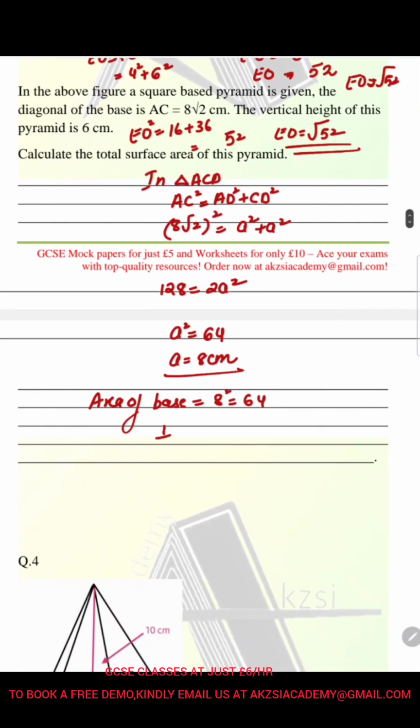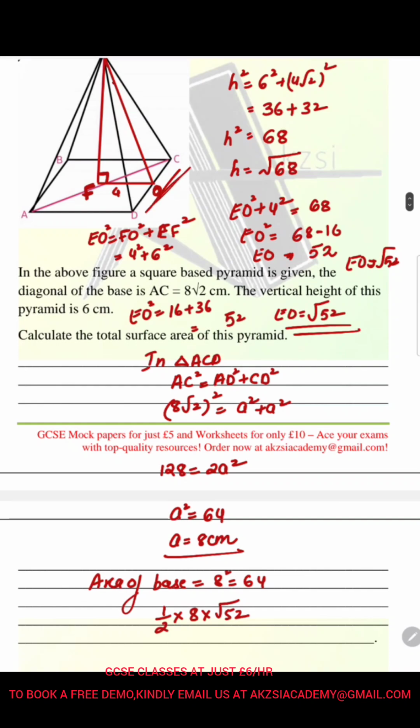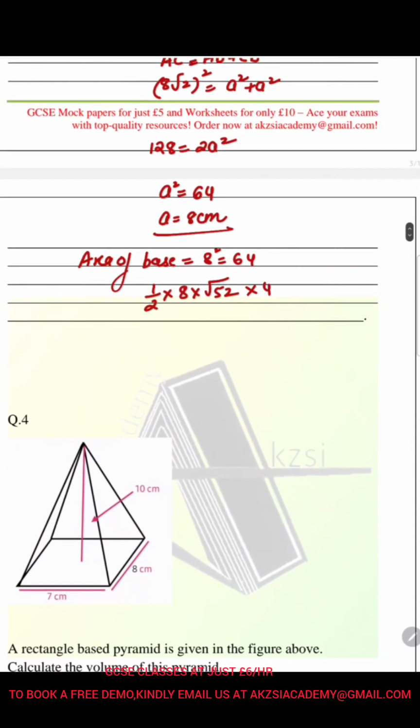So half times base is 8 and height we just calculated as root 52. This is 8 and this is root 52, and multiplied with 4. So this will be 16 root 52. This can be written as 16 times 2 root 13, which is 32 times root 13. That's the area of the triangle. Now add it up. So finally the surface area is 64 plus 32 root 13 centimeters squared.